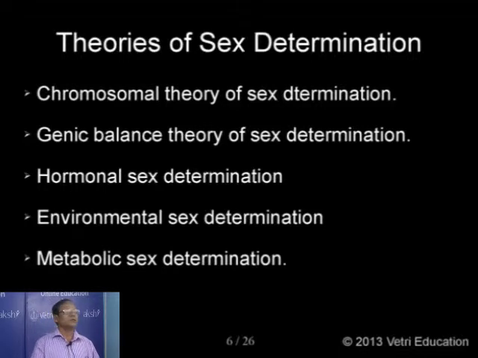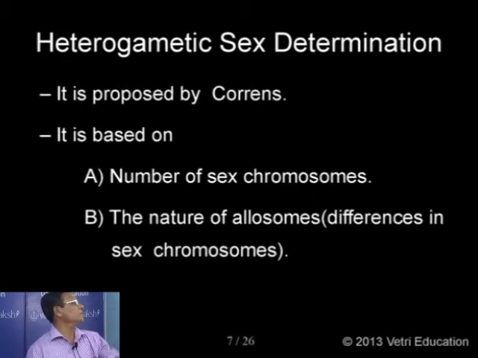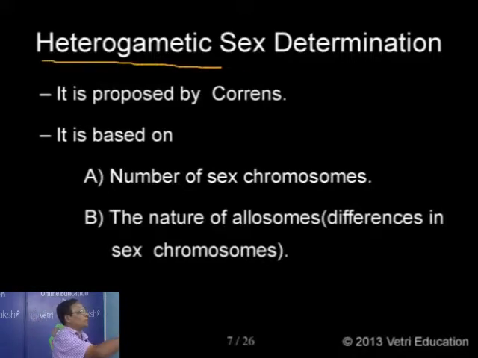Then ultimately results in the development of either female or male. This is the simplest one, a rare instance. Now let's take the first one, the most important concept, the chromosome theory of sex determination. Normally, as I mentioned already, either the male or the female is heterogametic. So if the male is heterogametic, the female is homogametic, or if the female is heterogametic, the male is homogametic. That's why we are taking only one type, the heterogamety.